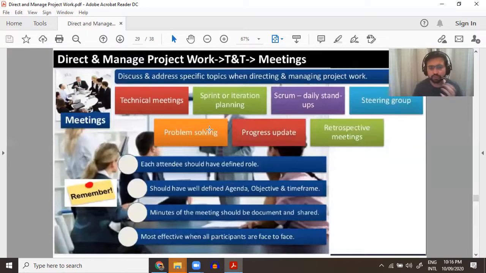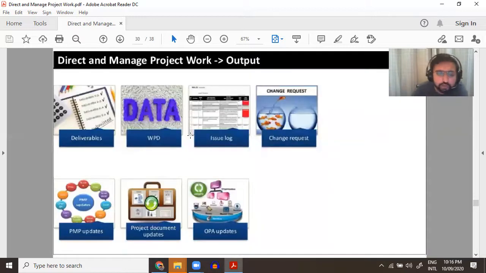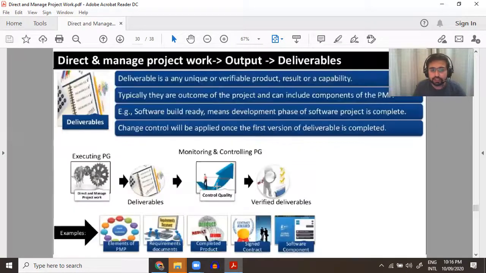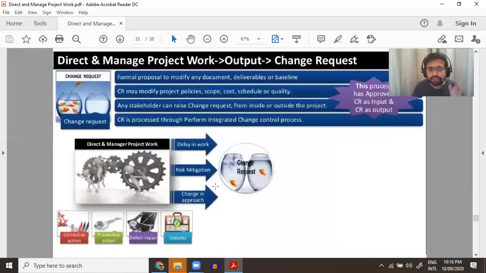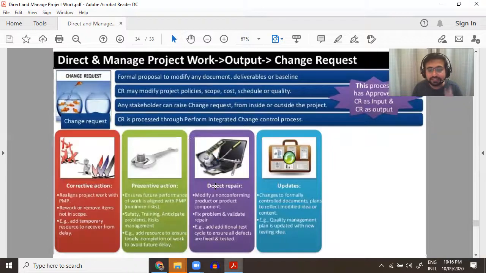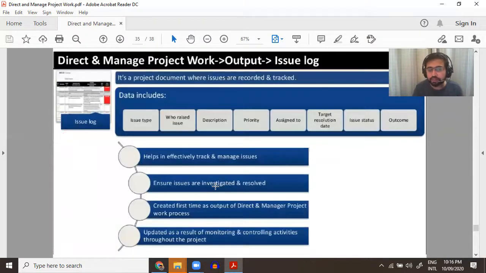You do the meetings, try to solve the problems in the meeting. The meetings can be technical to discuss the technical issues. In agile, it can be sprint meeting, iteration, sprint planning, or maybe it is daily scrum or daily meeting, retrospective meetings held at the end of sprints. Depending upon the condition where you are right now, you go to the meetings. Then you get the output: deliverables, work performance data, issue log, change request, PM plans, documents, updates. We have discussed all these things, and I hope all of these things are clear to you, and this can help you in clearing your PMP exam.